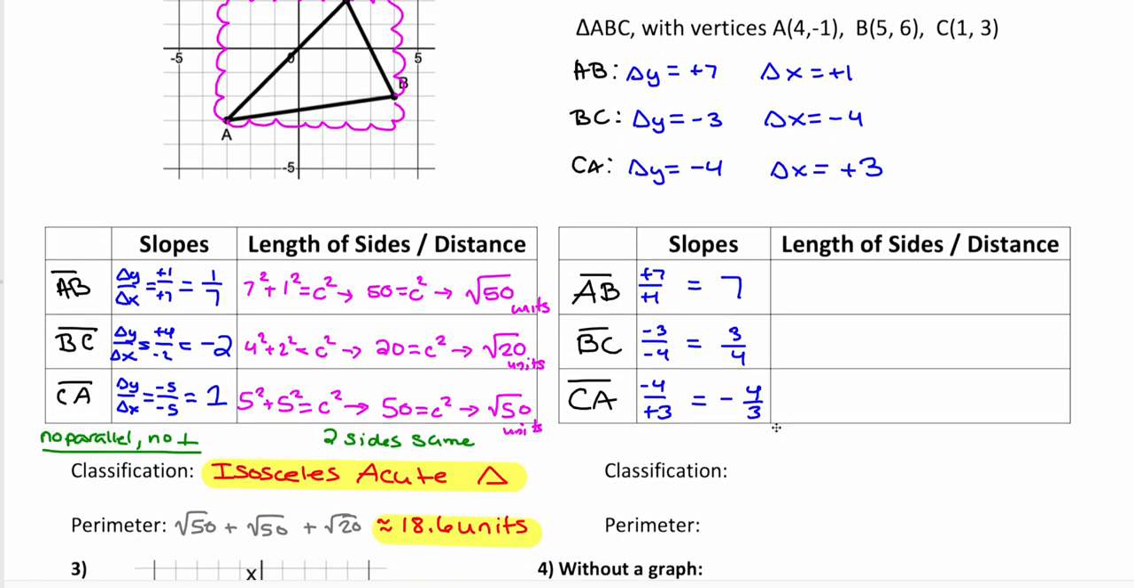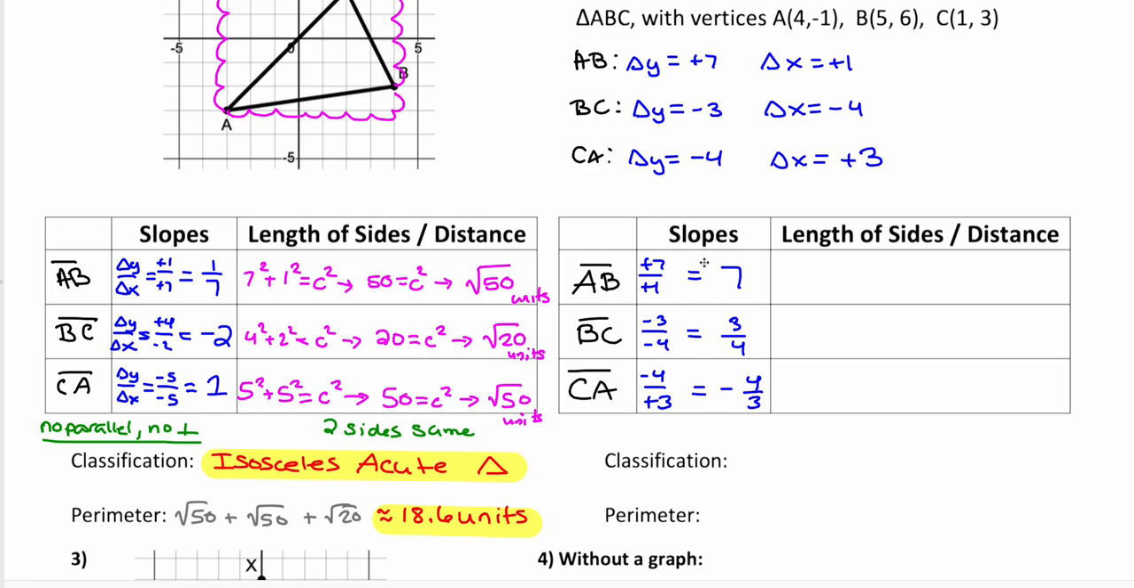Looking at these slopes, I do not have any slopes that are the same, so they are not parallel, but I do have a 3 over 4 and a 4 over 3. Those are reciprocals, and then positive and a negative. So these are actually opposite reciprocals. The slope of 3 over 4 and the slope of negative 4 over 3 tells us that we have perpendiculars. So we will have a right triangle in here. So we can put a right in our classification because it's going to be part of our classification.